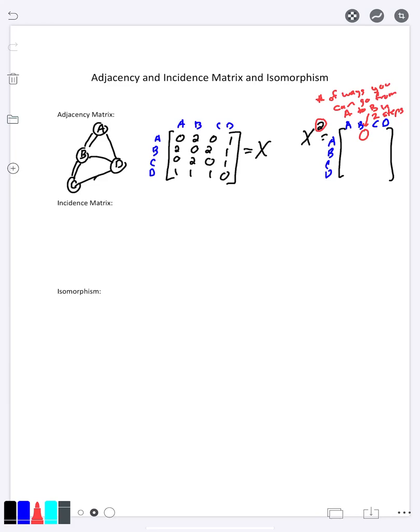So, like I said, it's a pretty interesting property of the adjacency matrix, and this is one way we can study a graph through matrices and numbers rather than looking at a picture.